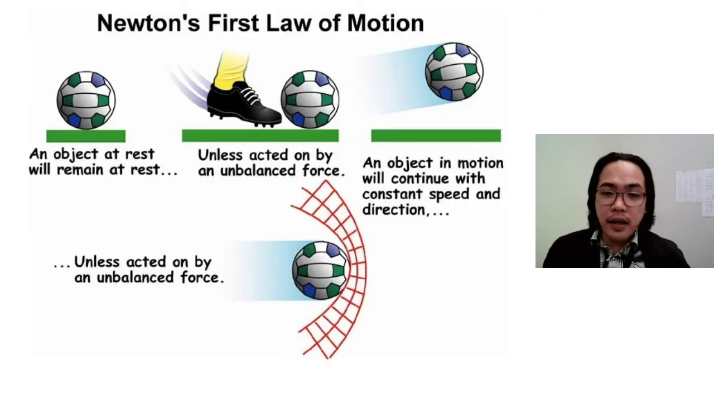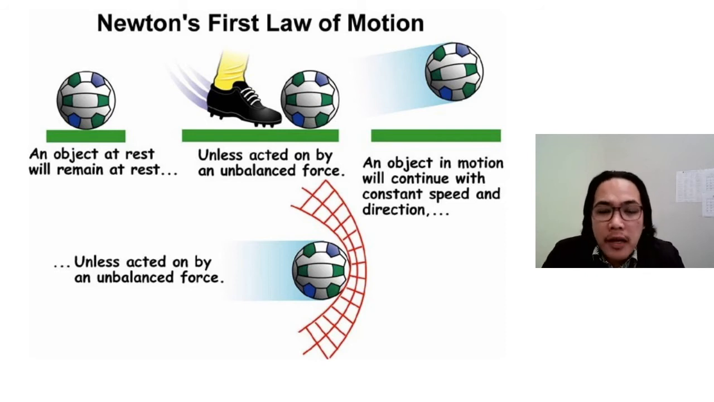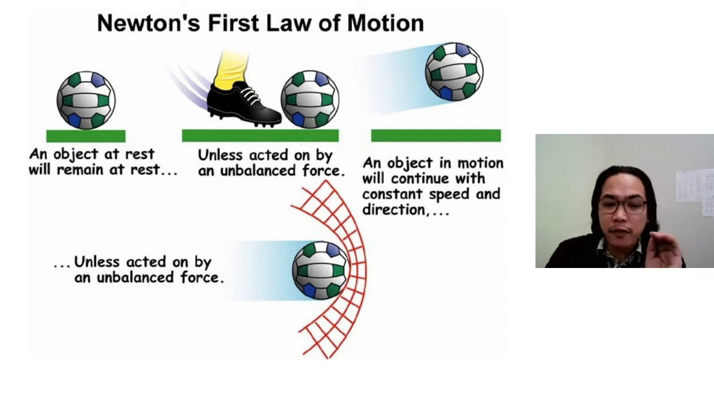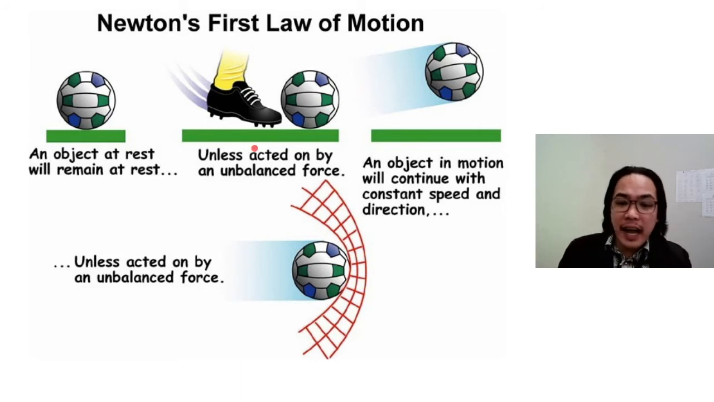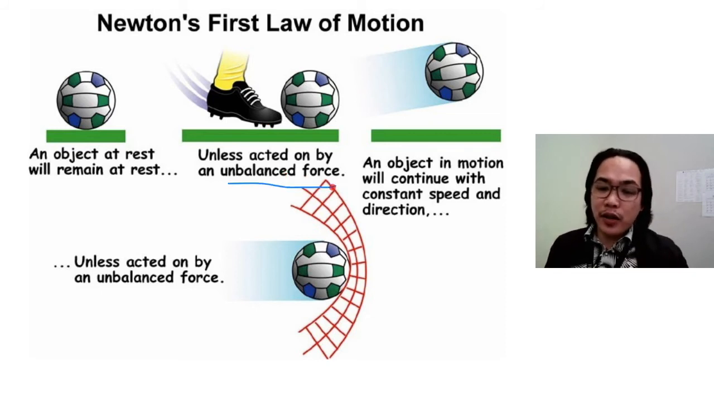Okay, so the first law of motion can be presented through this for you to better understand. The first statement: an object at rest will remain at rest. So take a look at the example. You have a football. If you put that in the field, it won't move. It will just stay still unless acted upon by an unbalanced force. So in order for the ball to move, you need to kick it. And by kicking it, you're actually applying a force, an unbalanced force to be specific.